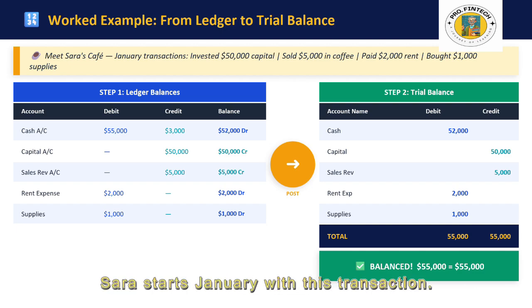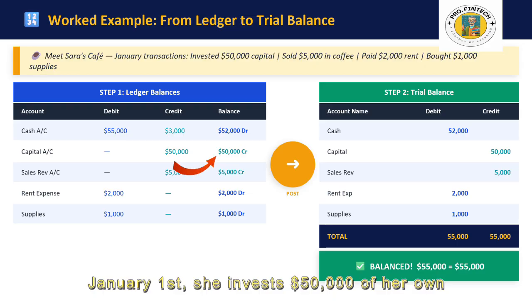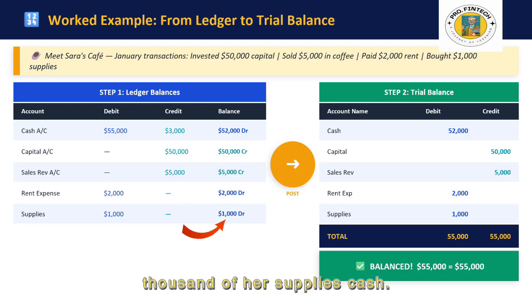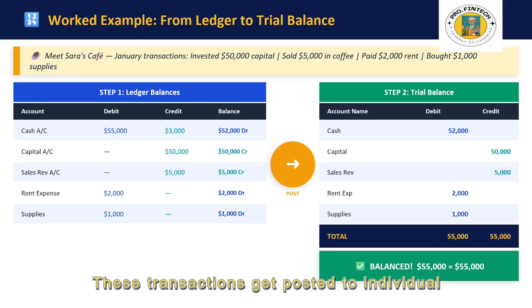Sarah starts January with these transactions. January 1st, she invests $50,000 of her own money as capital. January 2nd, she makes $5,000 in coffee sales, cash. January 3rd, she pays $2,000 rent, cash. January 4th, she pays $1,000 for supplies, cash. These transactions get posted to individual ledger accounts.